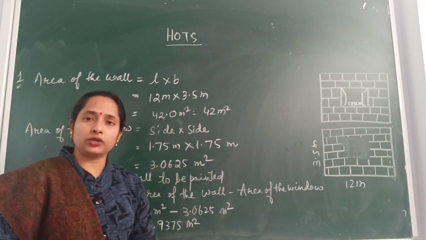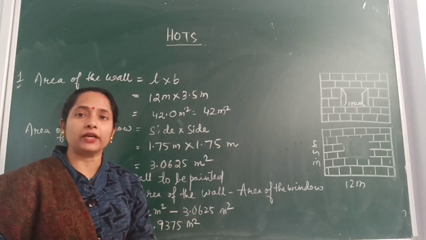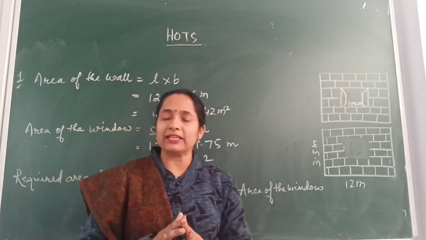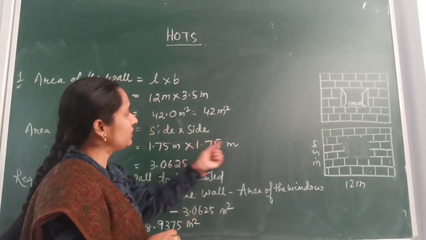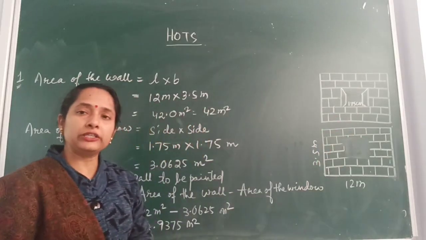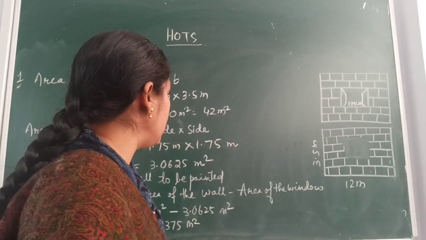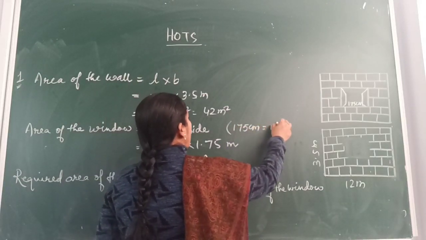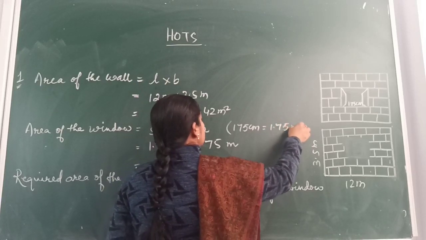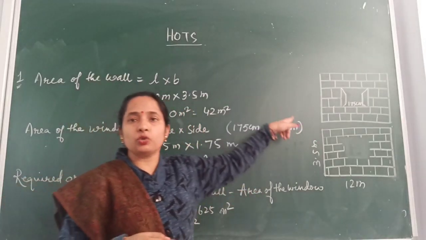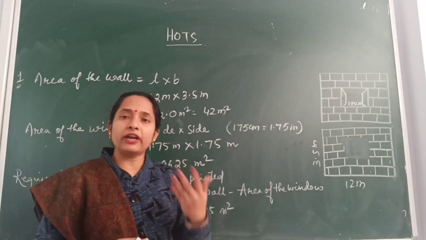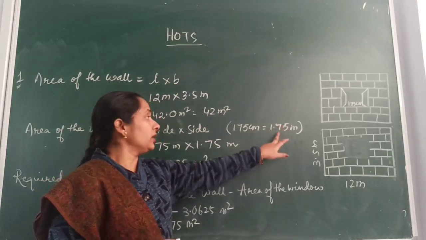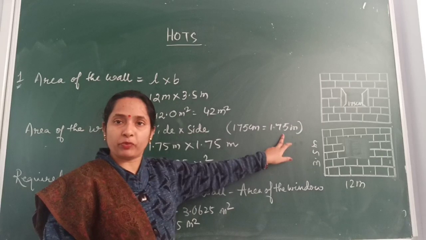It is clearly mentioned in the question that the window is in the shape of a square. So what is the area of a square? The area of a square is side multiplied by side, that is side square. Here the length of the side of the window is given in centimeters, that is 175 centimeters. 175 centimeters is equal to 1.75 meters, isn't it? When you convert centimeters to meters, we divide by 100. So when 175 is divided by 100, we get 1.75 meters.